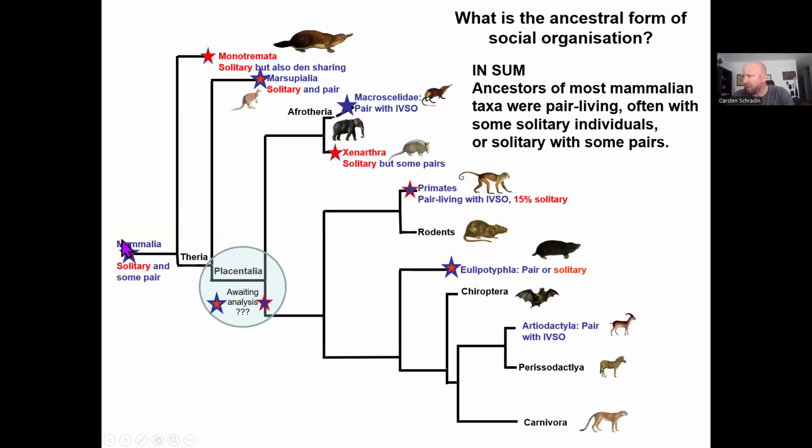This is 200 million years ago. This is 80 million years ago. This is about 70 million years ago, to see what would be the ancestral state here. Now, it might be surprising that mammals are not per se solitary living from the ancestral state, but often pair living, because it's often assumed your primitive mammals are solitary.